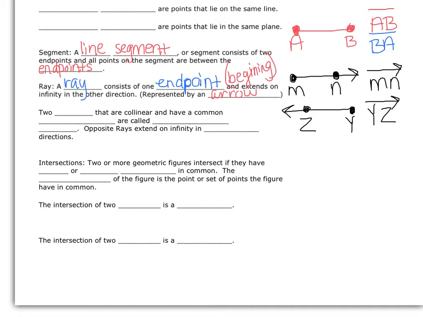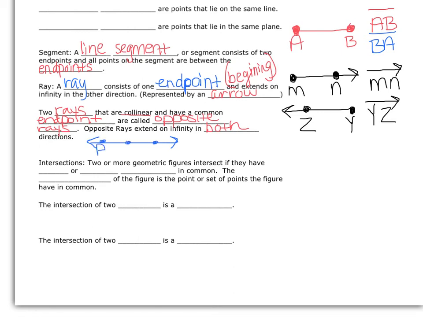Now, when we have two rays, they can get special. So two rays that are collinear, and this is very, very important because this means they must form a straight line. All right, if there are two rays that are collinear and they have a common end point, they are called opposite rays. Opposite rays extend on infinitely in both directions. So if I were asking you to draw a picture of opposite rays, you would start with a line and basically put 3 points on it.